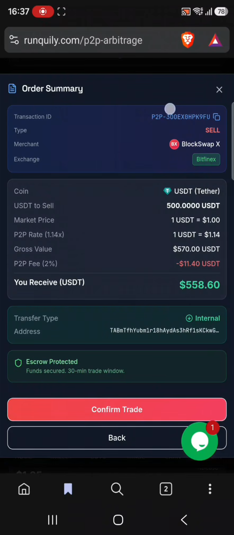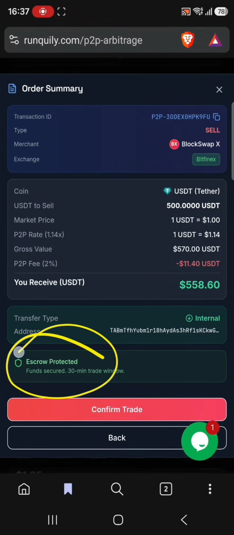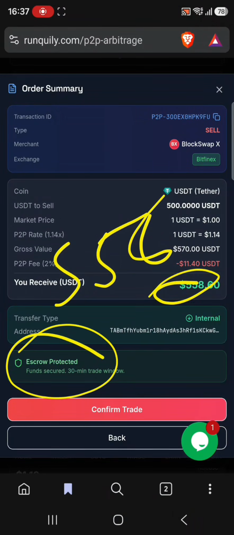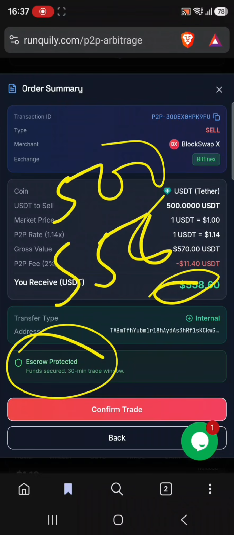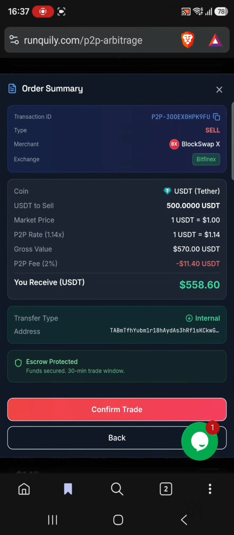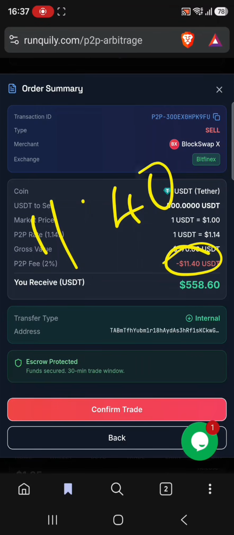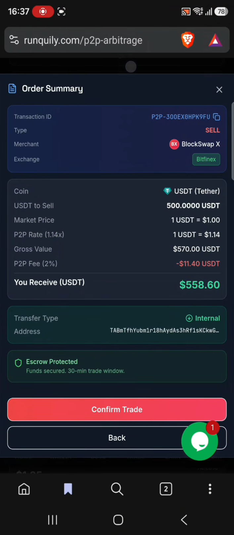Then I review. You can see it is escrow protected, so that means you can't lose your funds, and arbitrage is always safe. So this trade will give us 558 USDTs, where 500 is our capital and 58 is our take profit. So that means there is something called P2P fee. It is normal in arbitrage trading, 11.40. So it has a standard rate. So make sure you are conversant with that.